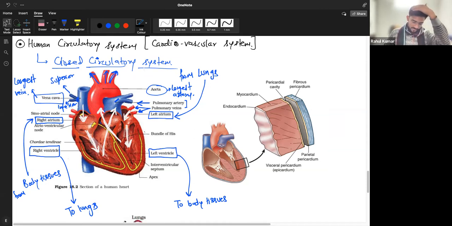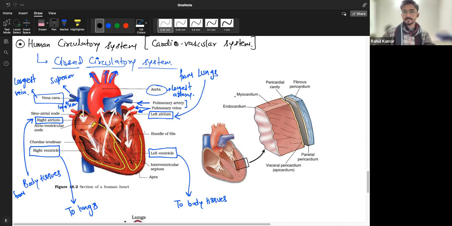So pulmonary veins carry oxygenated blood and pulmonary arteries carry deoxygenated blood, but the rest remains the same. Pulmonary artery does not have valves, pulmonary veins can have valves. Pulmonary artery is thicker, pulmonary vein is thinner, and pulmonary artery takes blood away from the heart, pulmonary veins take blood towards the heart. The only difference is between oxygenated and deoxygenated blood.